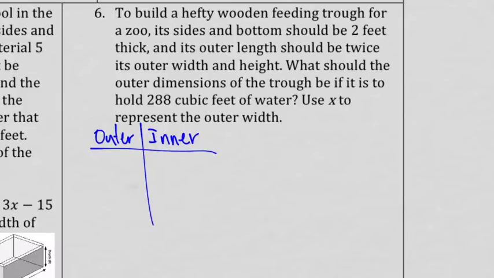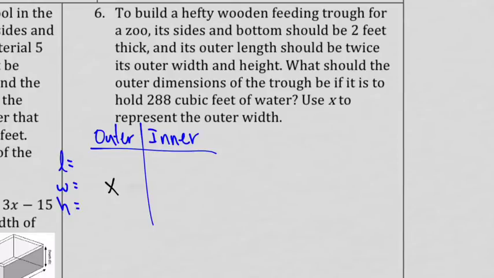There you go. And there are 3 dimensions: length, width, and height. Those are the ones that determine what the volume will be. They gave me one of them. It says there to use x to represent the outer width. So the outer width is going to be x. I'm going to start with that one. Using that one as my starting point, let's see if I can figure out everything else.